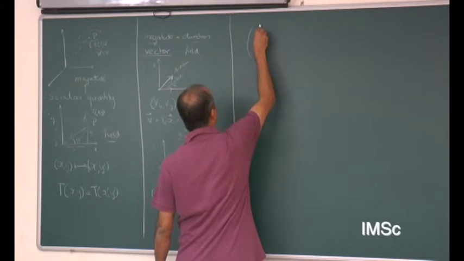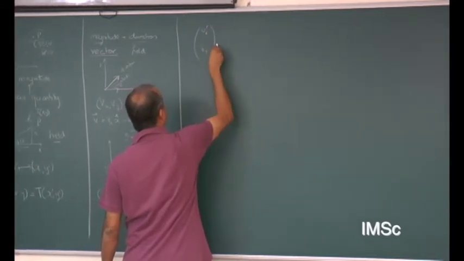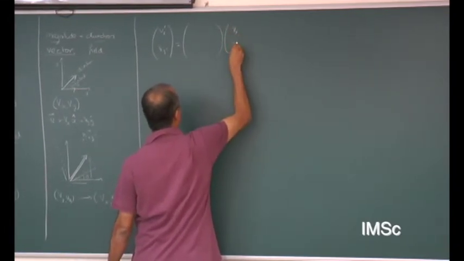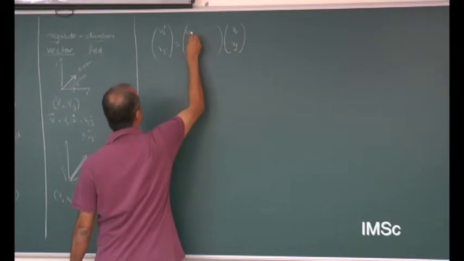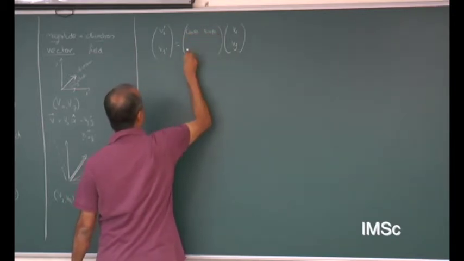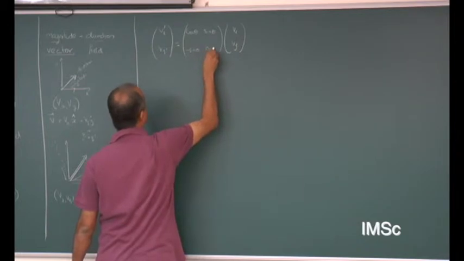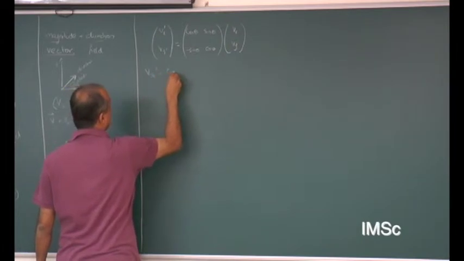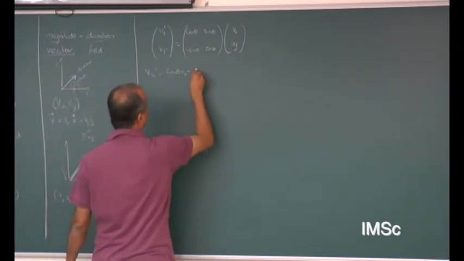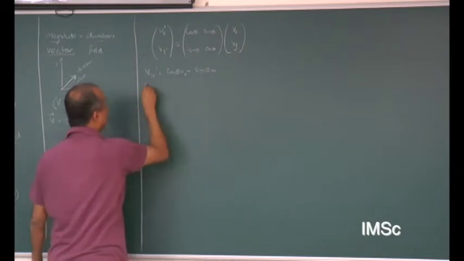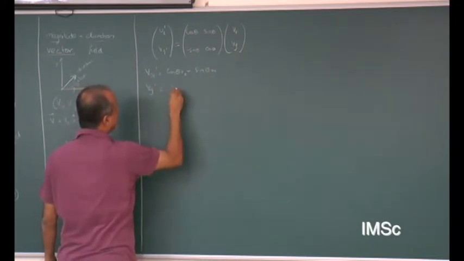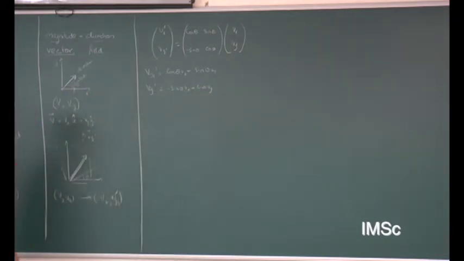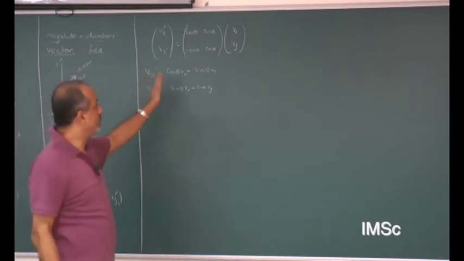I can write Vx prime and Vy prime as proportional to Vx and Vy, and the proportionality constant is the following: cos theta, sin theta, minus sin theta, cos theta. So if I expand this, I have Vx prime is cos theta Vx plus sin theta Vy, and Vy prime is minus sin theta Vx plus cos theta Vy. Okay? So this is how I transform between two coordinate systems.